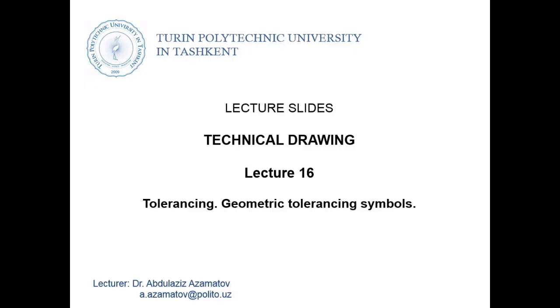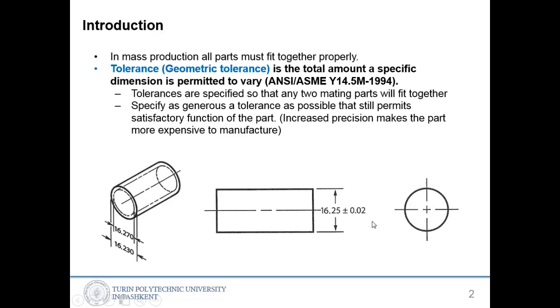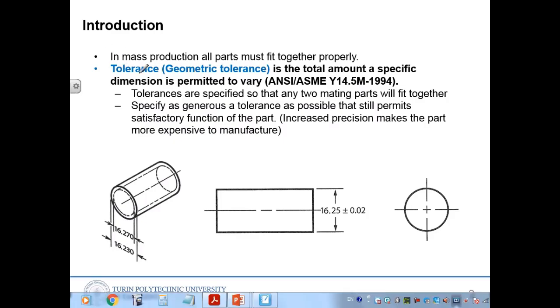Morning. This is lesson 16, so lecture type lesson. So we are going to learn tolerancing system and geometric tolerancing symbols. Okay, so the tolerancing is a total amount a specific dimension is permitted to vary. Okay, so it's a description of the tolerance.